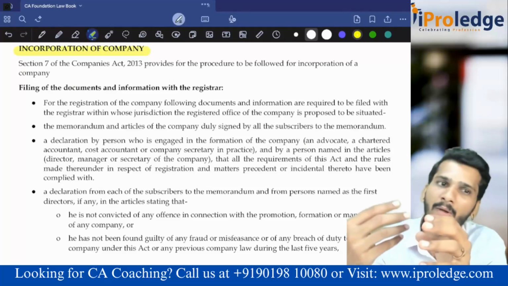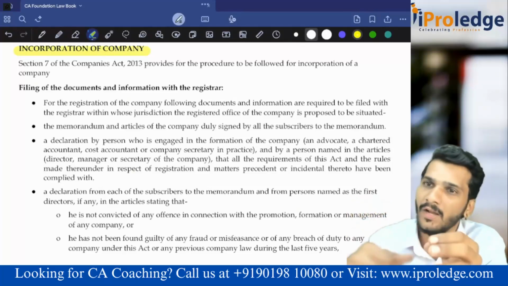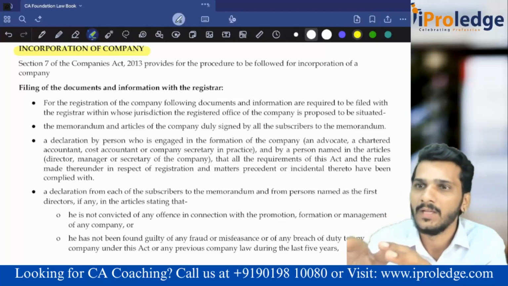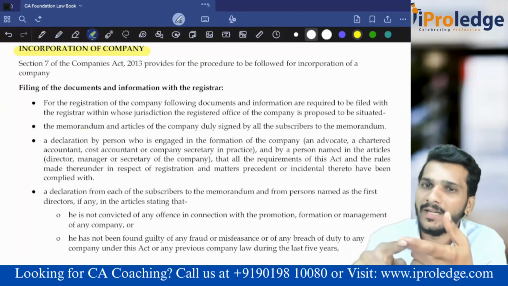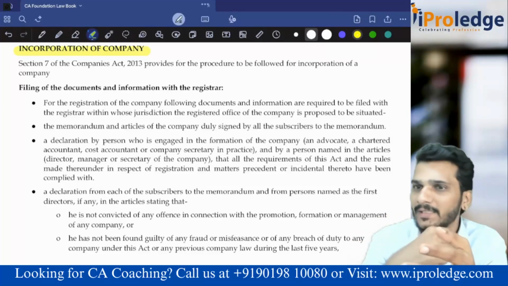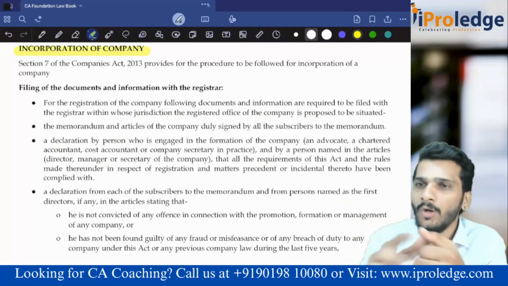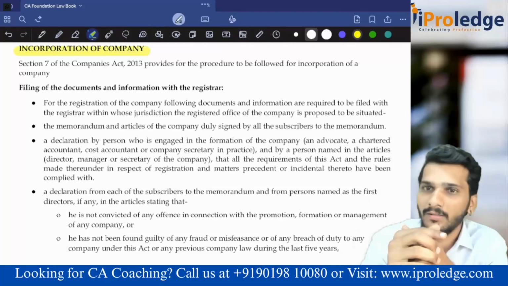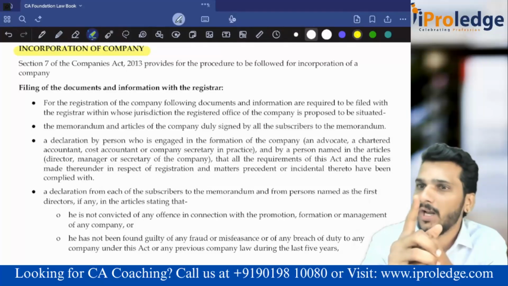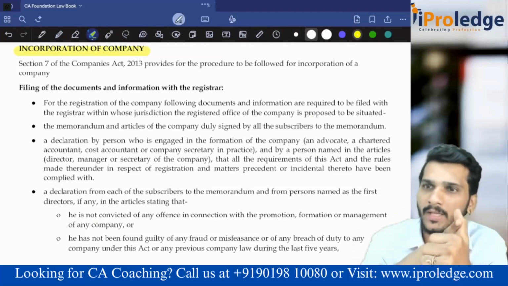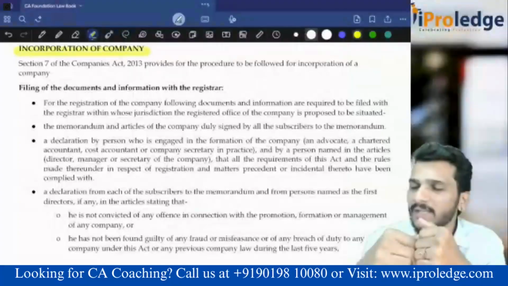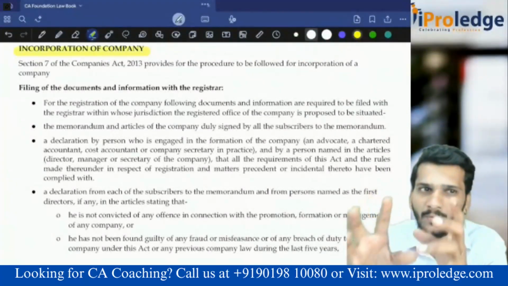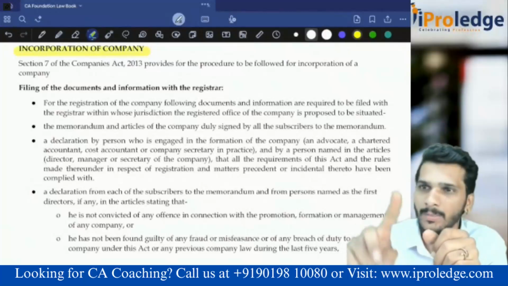Earlier you had to file some 40-50 applications, going to the ROC 40-50 times with physical applications. Now it is simplified: a proforma for incorporation of the company electronically. In SPICE you have to make an application, which should consist of some fees along with some details. The MOA should be there, and it should contain all the requirements of the MOA. What are those requirements? We will discuss in tomorrow's class.